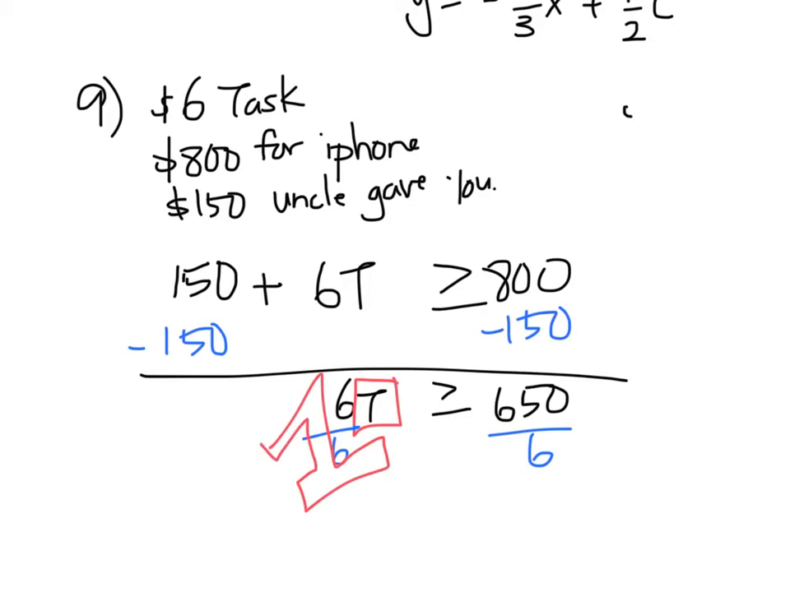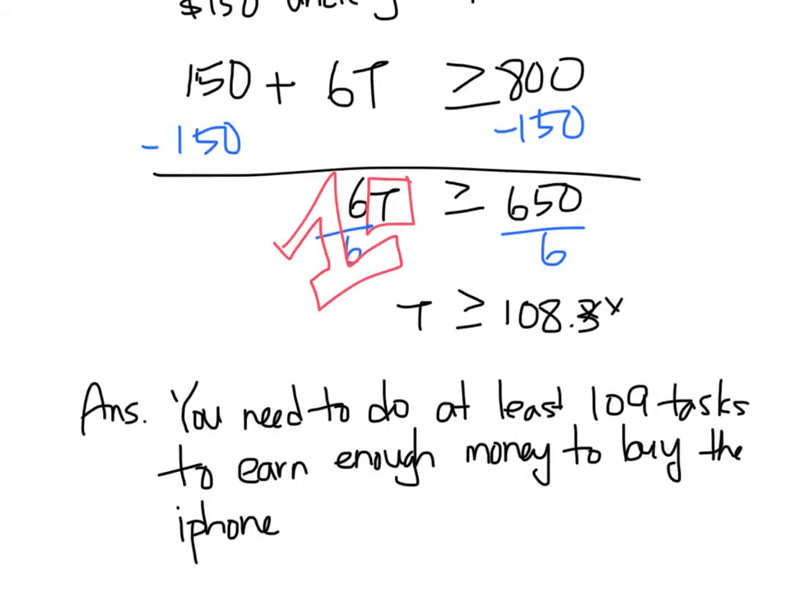Okay. So then t is equal to or greater than 650 divided by 6 is like 108 point something something. Okay. 8.3 something. Okay. But anyway, that is not really important because you got to write your answer in English, right? So let me give you that. Okay, so you should totally write it like this. Now, I want you to focus on my answer. It's 109 tasks because look at your equation.